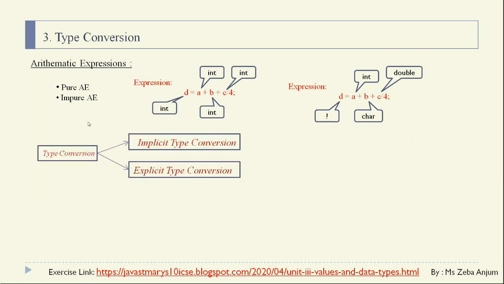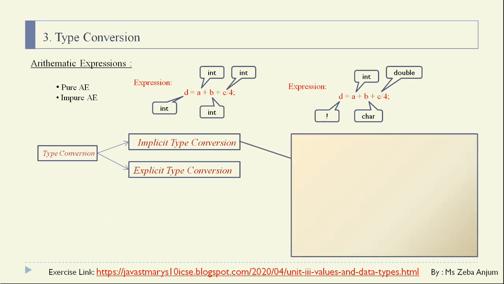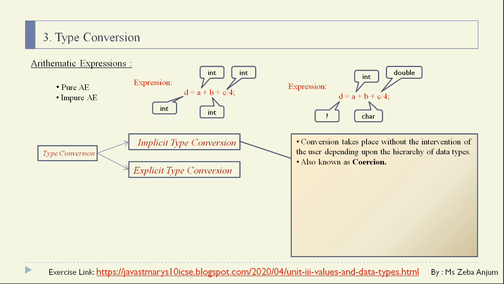Now see, type conversion is basically divided into two: implicit type conversion and explicit type conversion. In implicit type conversion, basically your compiler is doing that part. There is no role of the user over there. So conversion takes place without the intervention of the user, depending upon the hierarchy of data types. It means we have to see the hierarchy for assuming the data type of d in the second expression, and only the compiler is doing this thing. The user is not taking part in this. Secondly, it is also known as coercion.